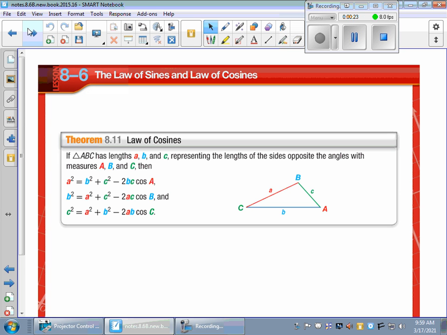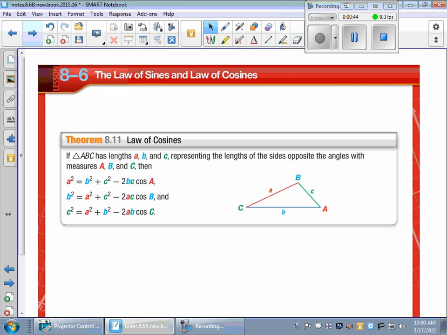Law of cosine is a very in-depth type of thing. The reason you have to use the law of cosine is when you don't have an angle and a side opposite. If you don't have that, then you're going to have to use this. Anytime that we can use the law of sines, we want to use the law of sines.